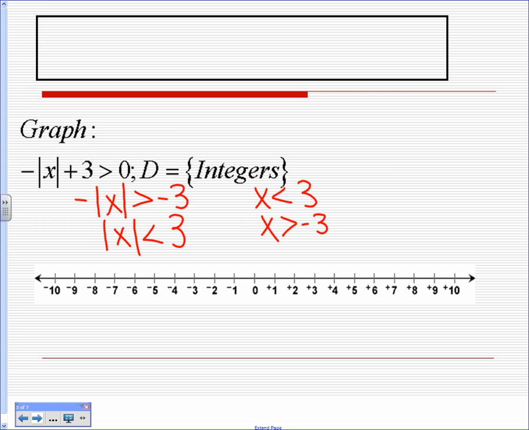So, do we put dots at 3 and negative 3? No, we don't do open circles? Why not? Okay. So what numbers are less than 3 and greater than negative 3? Yeah. Negative 2, negative 1, 0, 1, and 2. Do y'all see how that works?